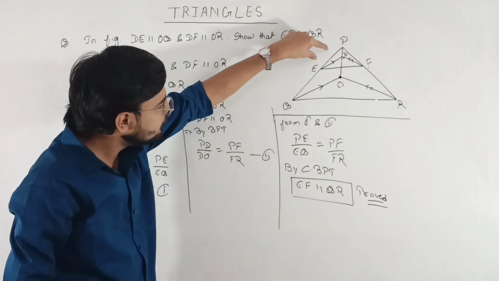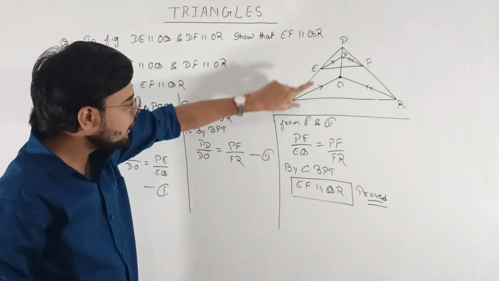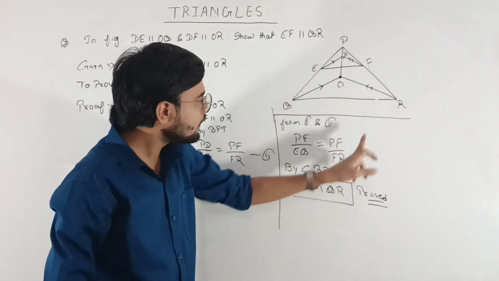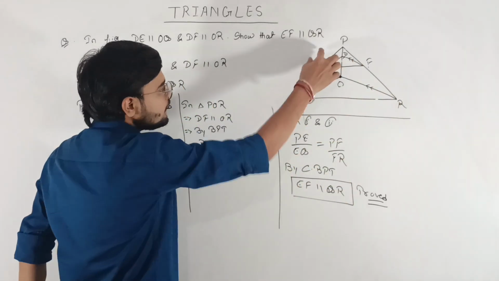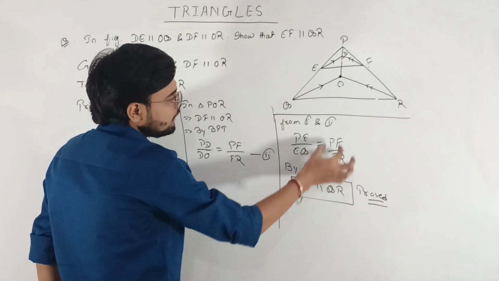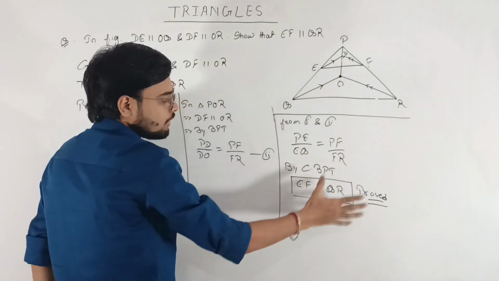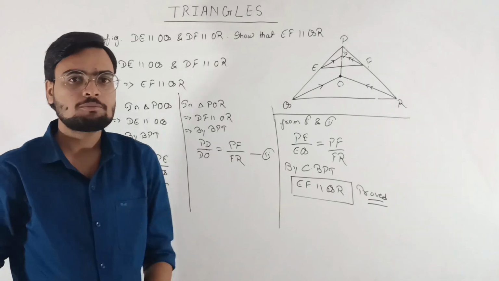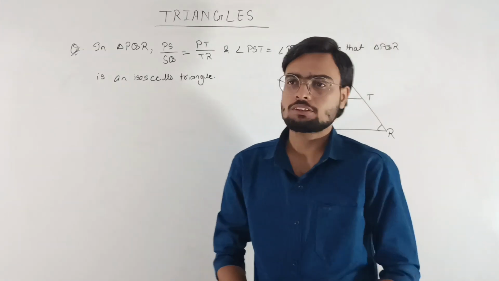Now look, PE is this one, EQ is this one, PF is this one, and FR is this one. So this by this are equal. Then by converse of BPT, EF is parallel to QR. This we have to prove. Okay. Now let's see our next question.